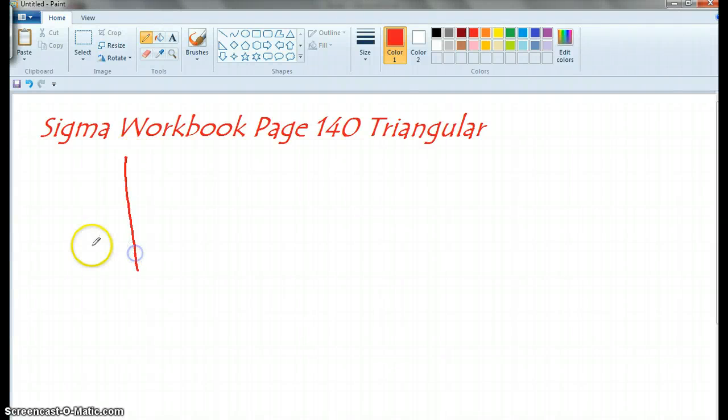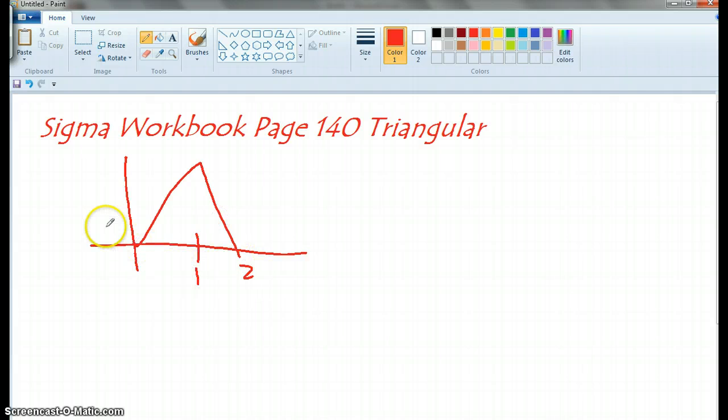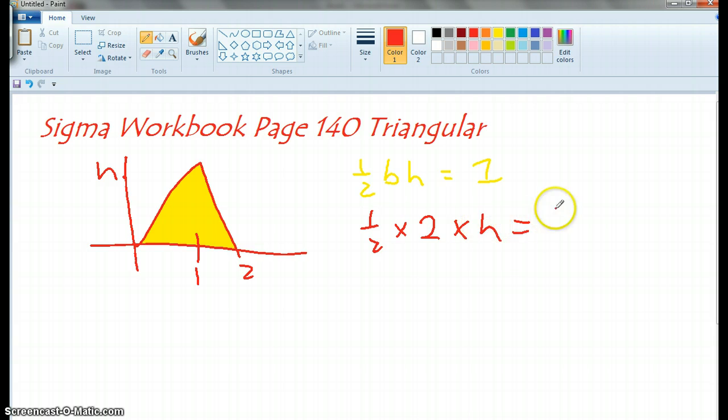Okay, so in this one you've got a diagram like that, where you've got 2 there, a 1 there, and you've got a height. Now, remember you had that formula? Or if you didn't have the formula, you could work it out. So you know a half base times height equals 1. So you know a half times, what's the base? 2 times height equals 1. So what does the height equal? 1. So we know that's 1. So that's cool.